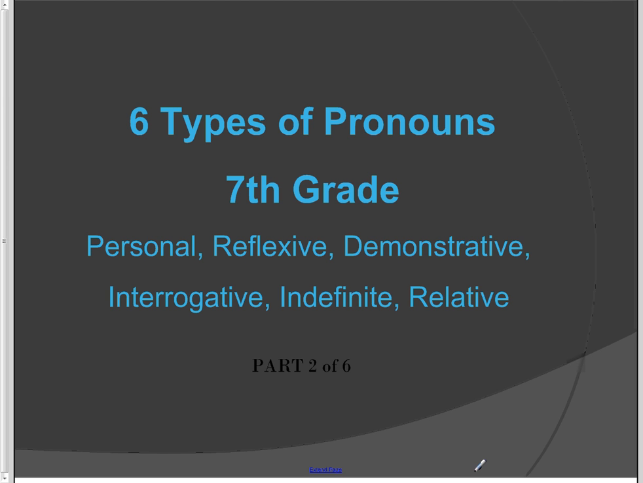This is 6 types of pronouns for 7th grade. This is reflexive pronouns, and it's part 2 of 6.